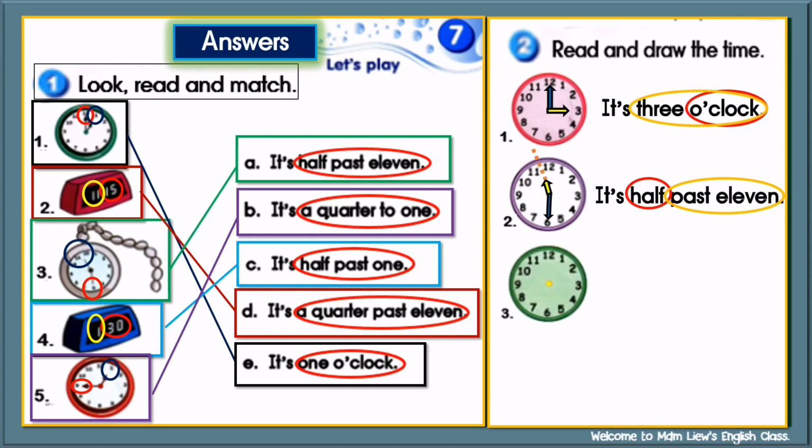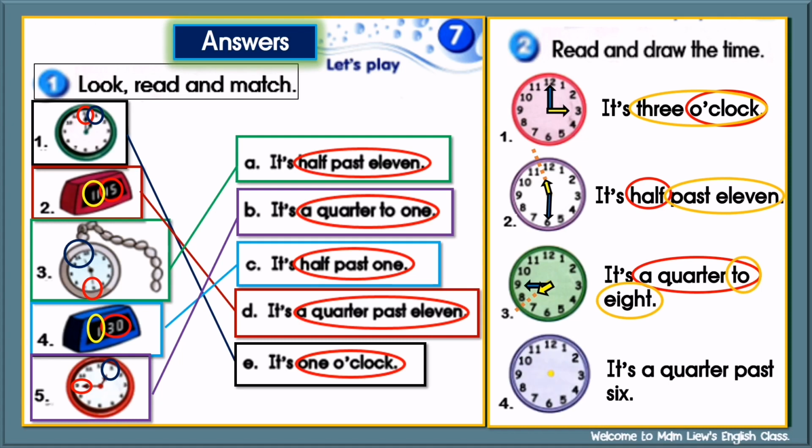Number 3. It's a quarter to 8. A quarter to. The minute hand should point at number 9. To 8. The hour hand should point at almost number 8. Number 4. It's a quarter past 6. A quarter past. The minute hand should point at number 3. Past 6. The hour hand should point at just past 6.